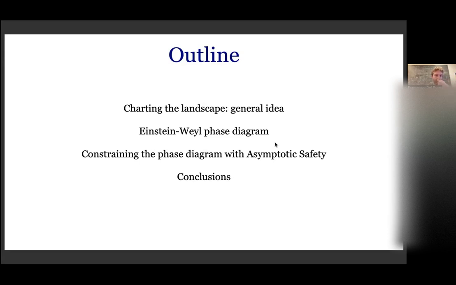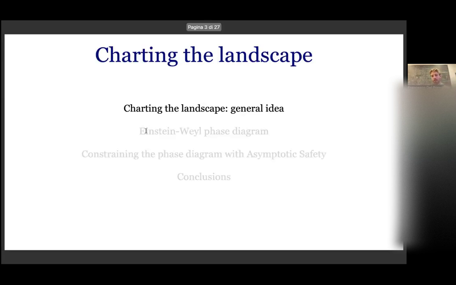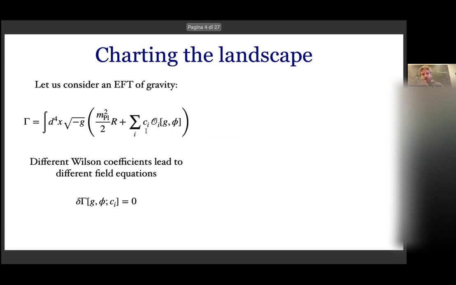I will give you some motivation. So I will briefly describe the status of the art before our work in Einstein-Weyl, and then I will go through our results, which intersect asymptotic safety with these works in Einstein-Weyl gravity. But first, let me give you some context, giving you the idea of how we can use quantum gravity to chart the landscape of possible globes.